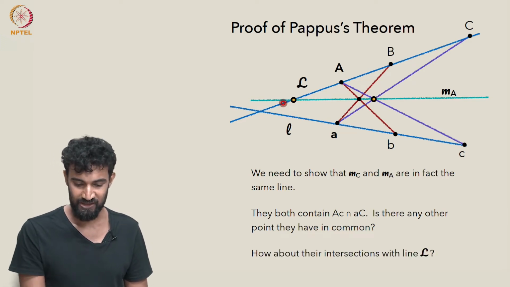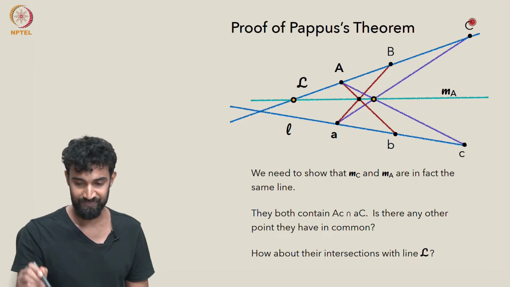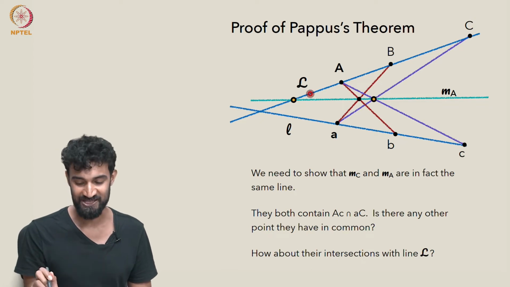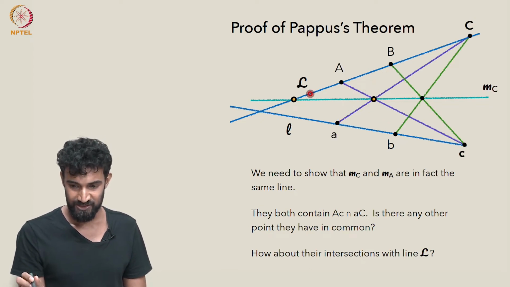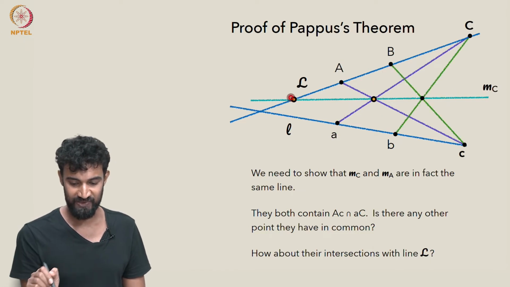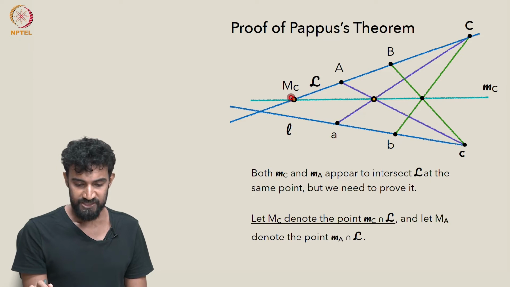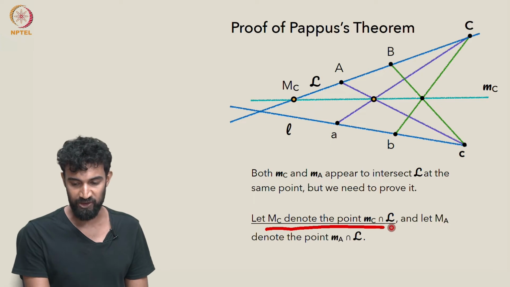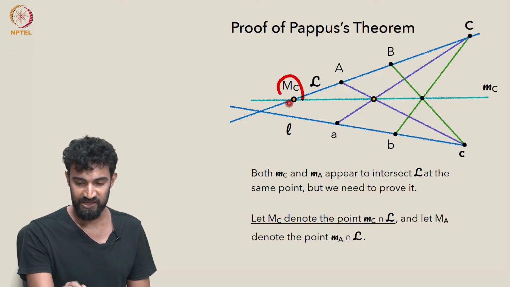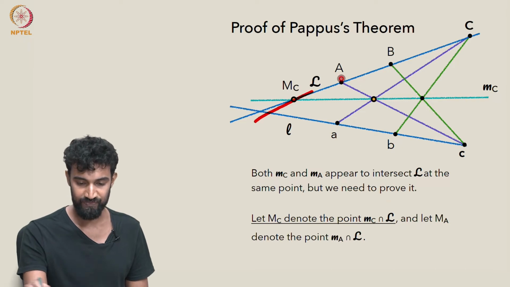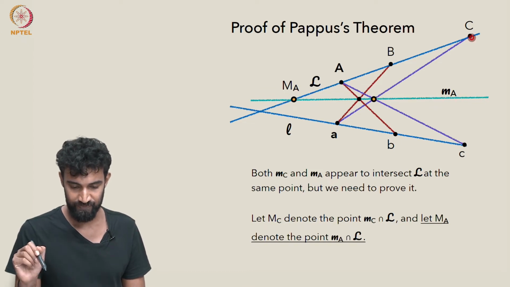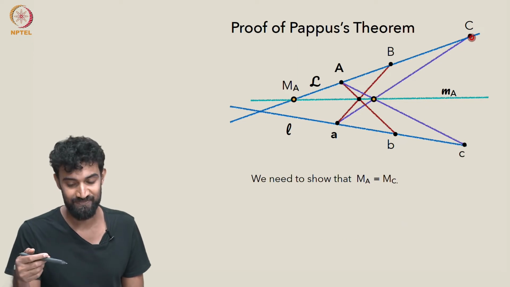There's this line here. They're intersections with the line L. Both MA and MC are going to intersect L, and if we can show that that intersection is the same for both of them, that's going to help us out. Both of them intersect L, we need to show that's the same point that they intersect L at. So they appear to do it. How do we prove it? Let's let capital MC denote the point where the line MC meets L. And let's let MA denote the point where the line MA meets L. We need to show that MA is equal to MC.